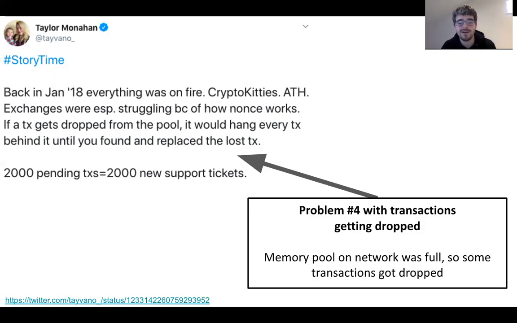Now, the very first thing in her tweet is amazing. Problem number 4 arises. Transactions were getting dropped from the pool. If you have a queue of transactions and the first one gets dropped, none of the other transactions can get in until that one gets republished. So we've already seen this happen in practice. When there's network congestion, transactions get dropped, and that can stop your other transactions getting accepted.